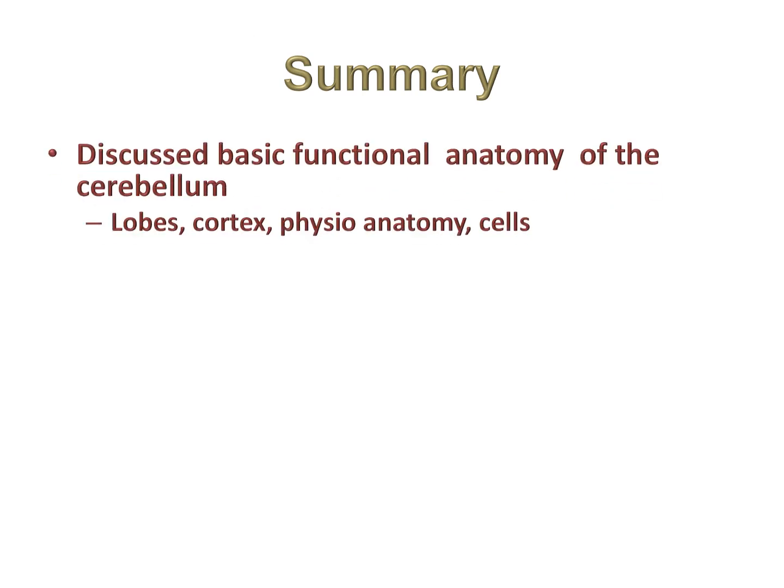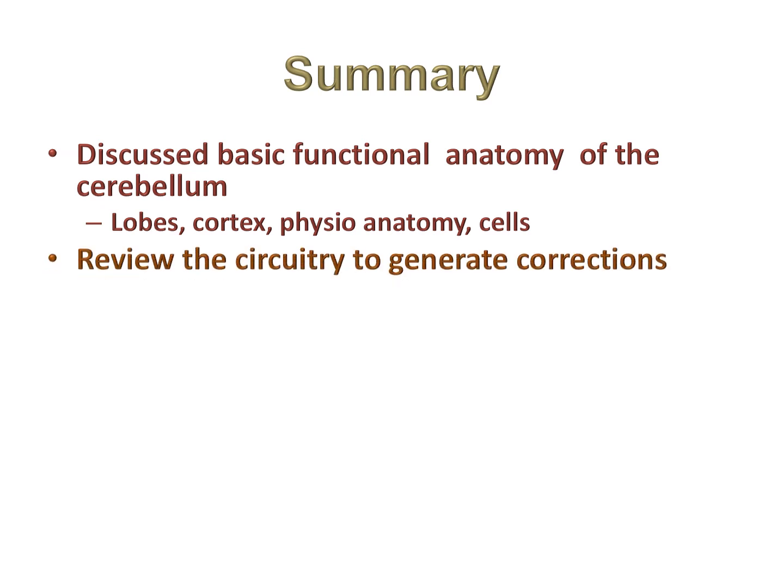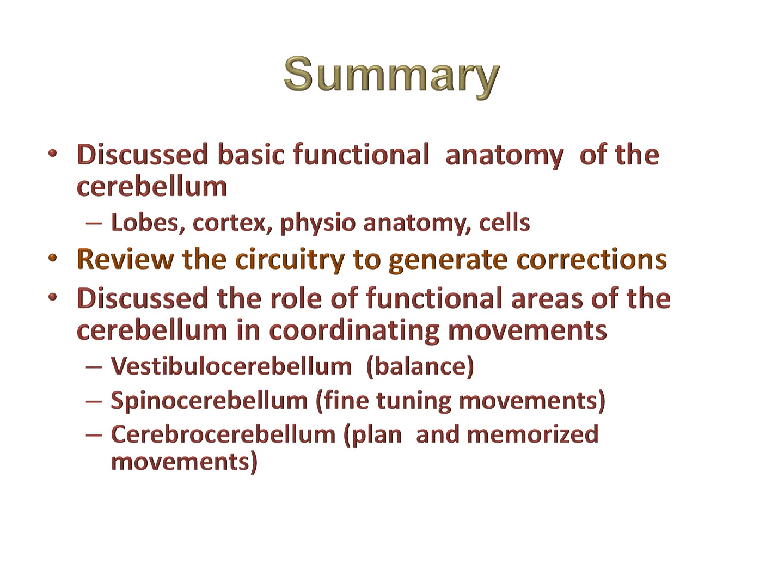In summary then, we looked at the anatomy and histology of the cerebellum. Then we reviewed the detail of the circuitry involved in generating corrective signals. Then we mentioned the role of the different anatomical areas of the cerebellum in regulating the different aspects controlled by this organ. And finally, we mentioned some common deficiencies.